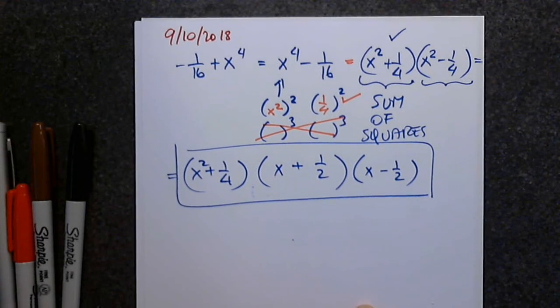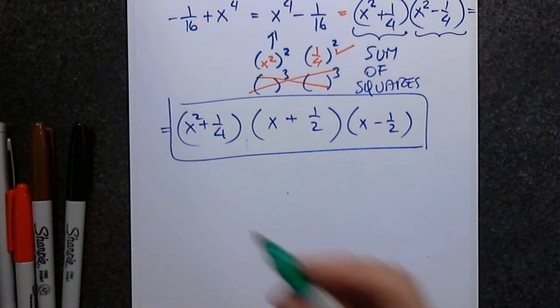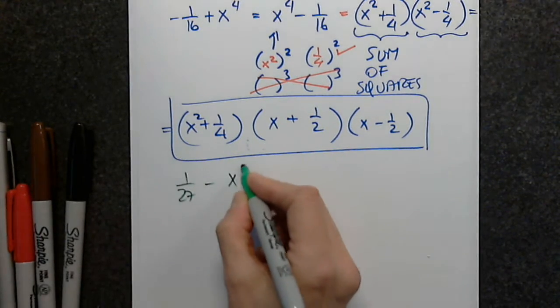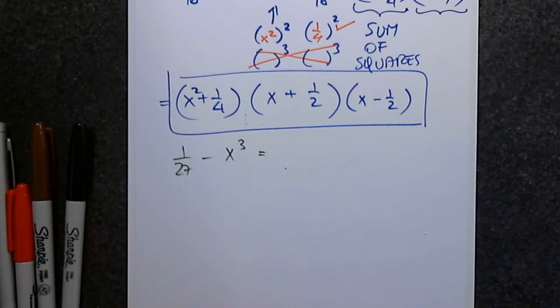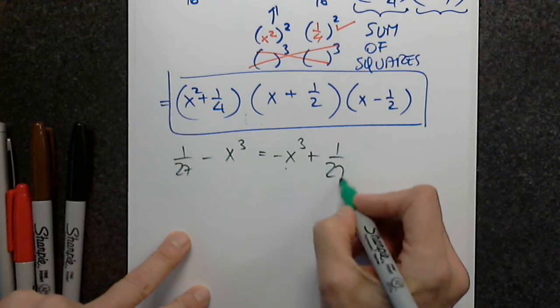Yes? Any questions, please? Yes. On the paper, I don't know where my paper is, but I got it here: 1 over 27 minus x cubed. Good. Very good. So the first question I have here is, what type of polynomial is this? Very good, it's a binomial. It has two terms. Awesome. Is it in descending order? No. Please give me the descending order, the correct order. Negative x cubed plus 1 over 27. Awesome.